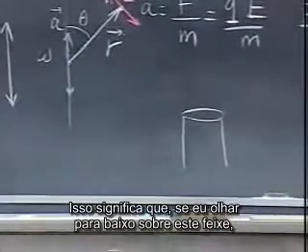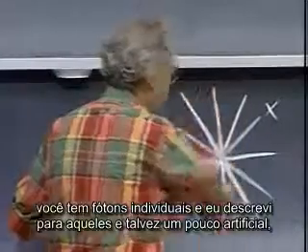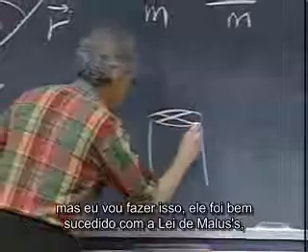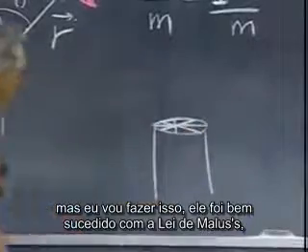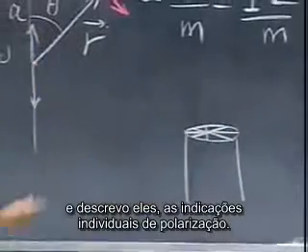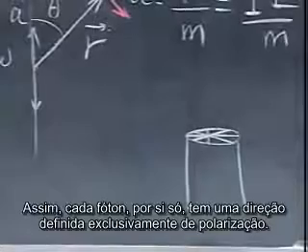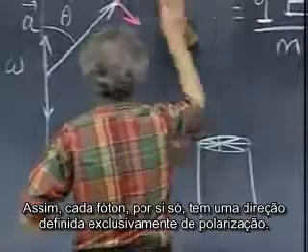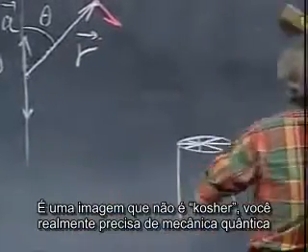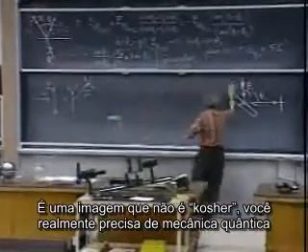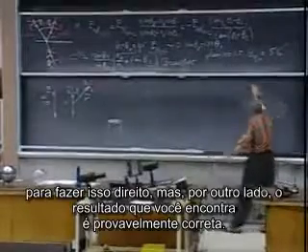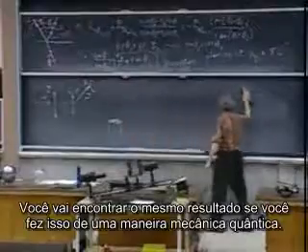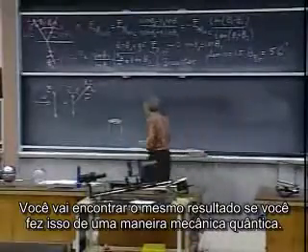That means if I look down on this beam, you have individual photons, and I describe to those, maybe a little bit artificially, but I will do that. It was successful with Malus' law. I describe to them individual directions of polarization. So each photon on its own has a uniquely defined direction of polarization. It is a picture that is not kosher. You really need quantum mechanics to do this right. But on the other hand, the result that you find is probably correct. You will find the same result if you did it in a quantum mechanical way.